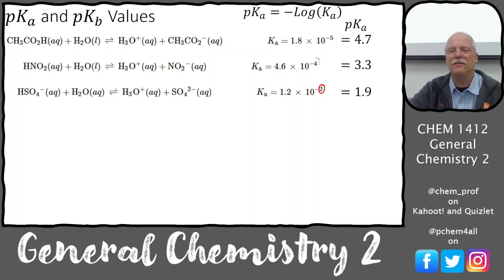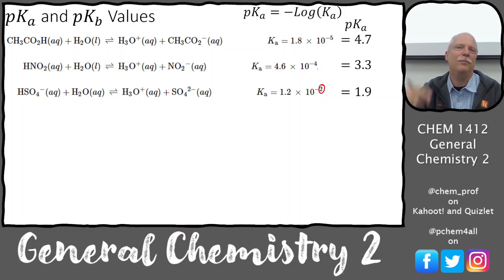Here, this is very close to 10 to the minus 4. It's 4.6, and so it's going to be smaller than 4. It's going to be 3.3. And so this one's 5, but it's 1.8, so it's a little bit less than 5, so it'd be 4.7. So that's just a fun skill I like to play around with.